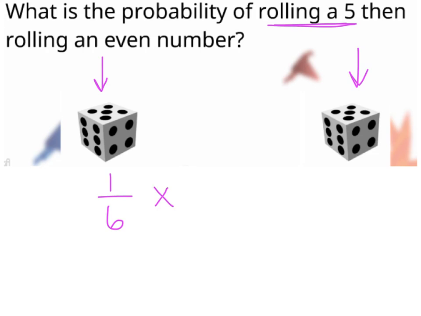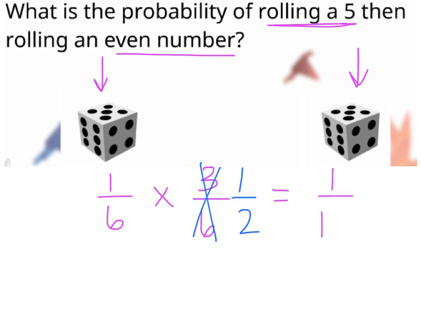So I will multiply, and then I want to find an even number on the second die. There are 3 even numbers out of 6, so I can reduce that fraction down to 1/2 and then multiply and get 1/12 as the probability of rolling a 5 on the first die and then rolling an even number on the second die. Remember, independent probability does not change the outcome of the second event. When I replace things, put things back, or when one event is its own self, then it is an independent probability.